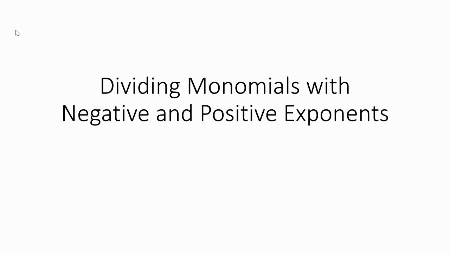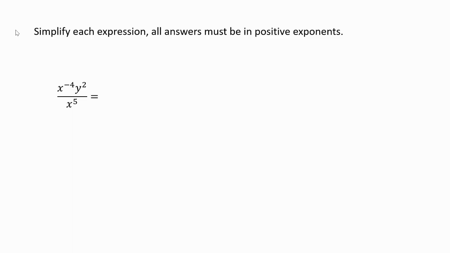Dividing monomials with negative and positive exponents. So let's take a look at what this means here. So here we go. We got a question. What we're going to do is simplify it, right? So we're not going to solve for any of these variables. What we're going to go ahead and do is just simplify it as much as we can.